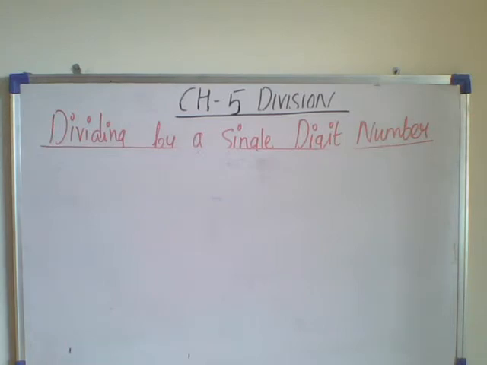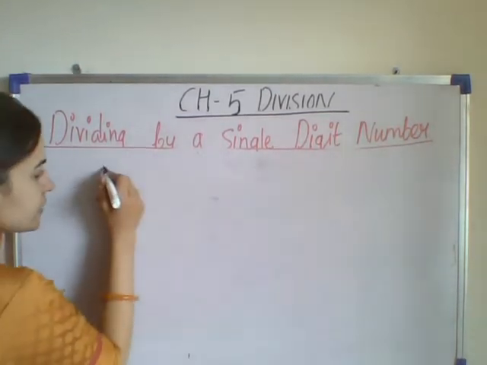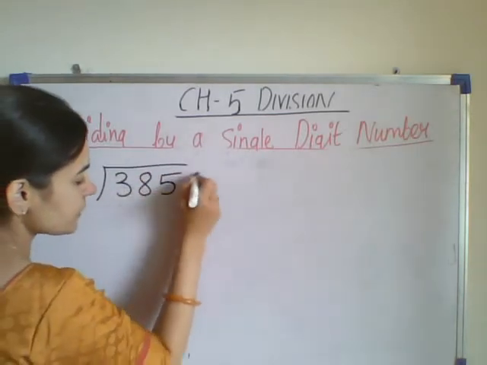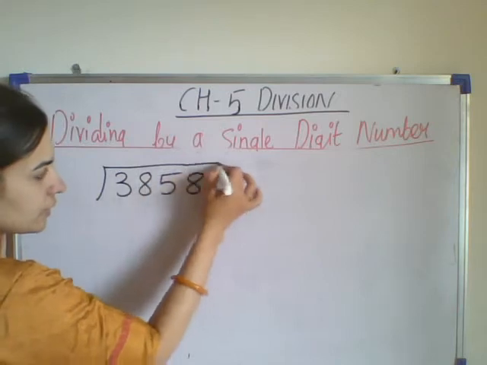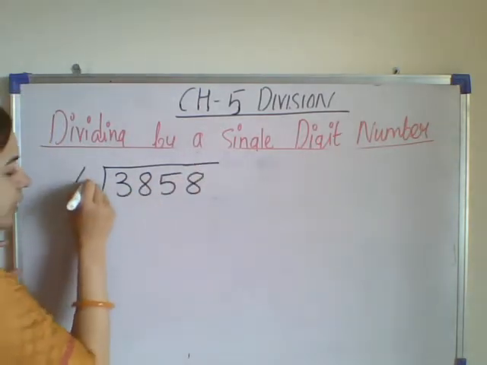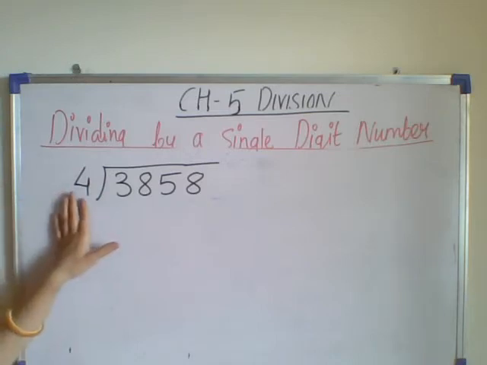Let us take some larger number, that is 3858. We have taken this number and here I have written, I have to divide this number by 4. So how will I be doing the division?